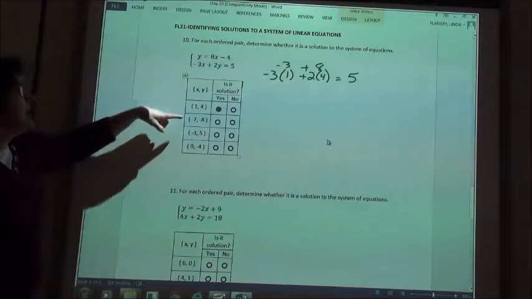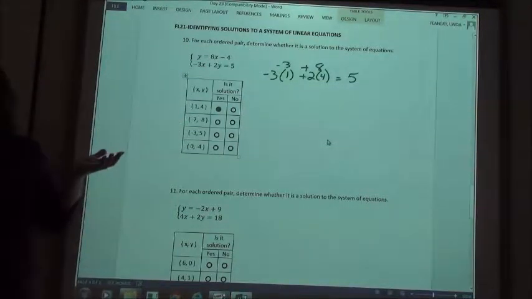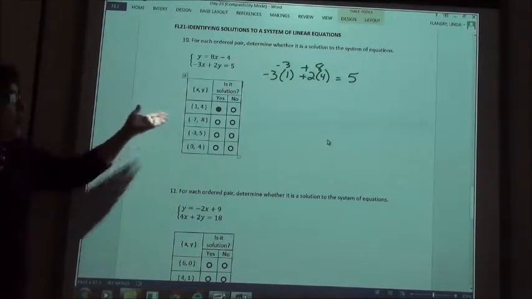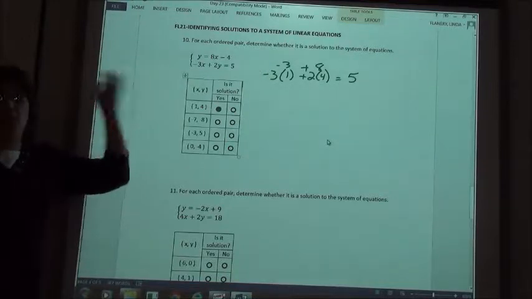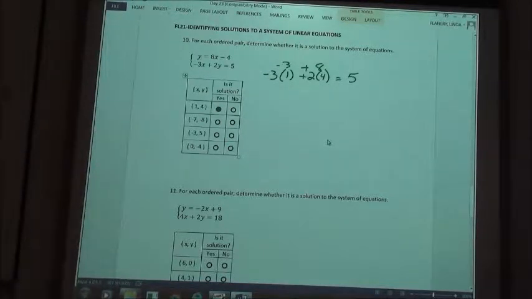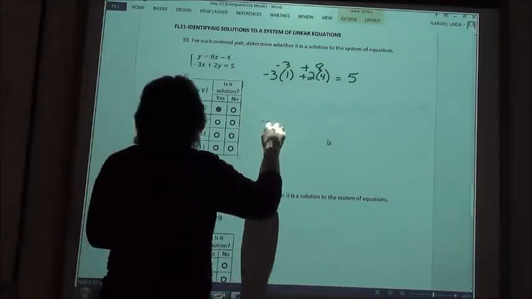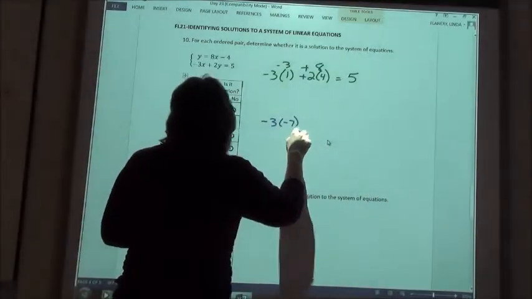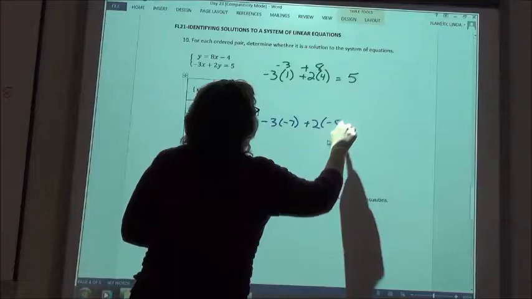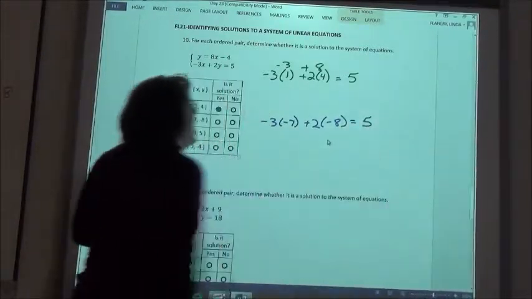So when I look at the next point, because if you get a no on either of them, you know it's going to be no. Which one is easier for you to substitute into? Do you want to use the first line or the second line? The second line. Okay, let's use the second line. So we're going to take negative 3 times negative 7 plus 2 times negative 8 to see if we get an answer of 5.